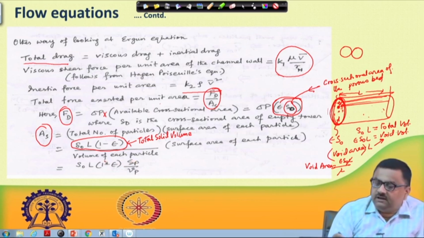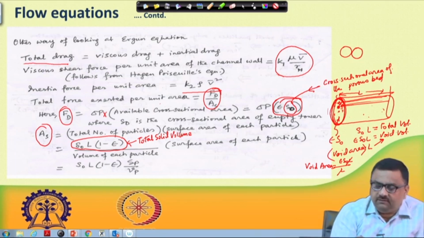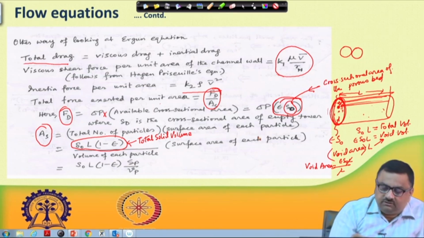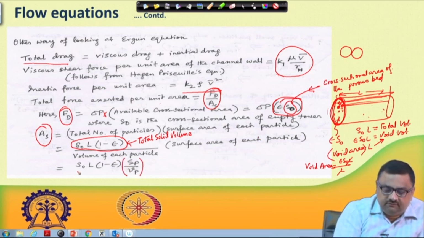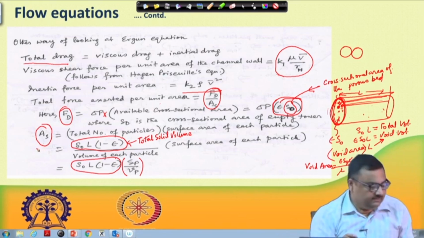The total number of particles is multiplied by the surface area of each particle, and that term simply continues. Now the surface area of each particle divided by the volume of each particle is equal to Sp by Vp. So that is why you have this term, the total solid volume multiplied by Sp by Vp, and that is what you have as As.